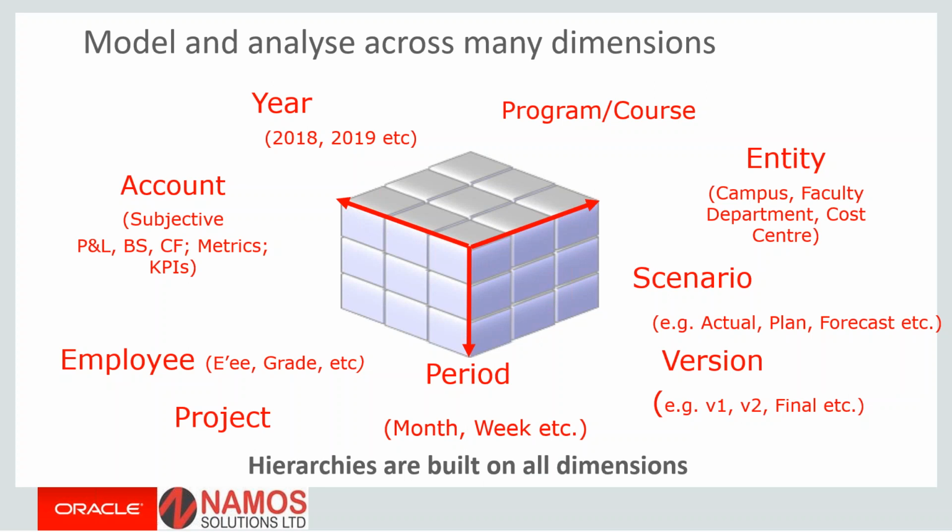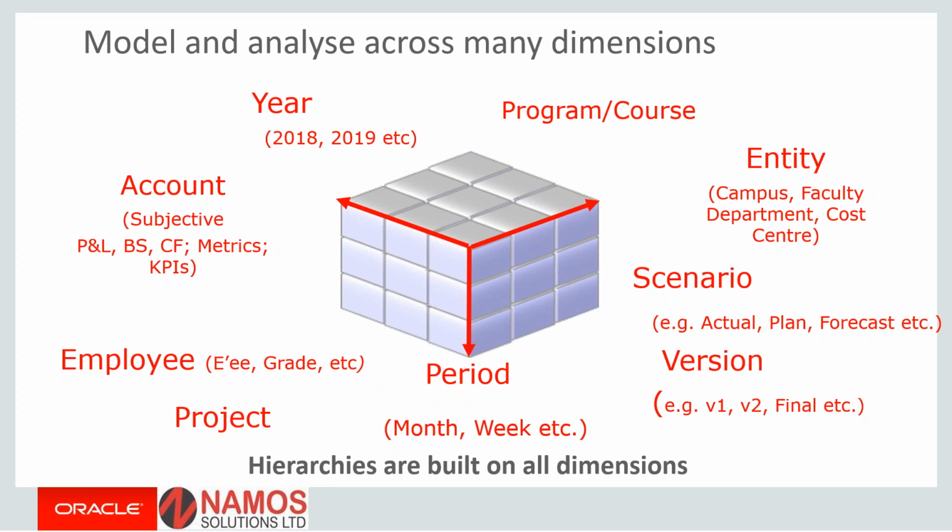I will also have an account for my subjective, so profit and loss, balance sheet, cash flow, student numbers, KPIs. I'll also have year and period, and potentially any other dimensions, things like program and course, employee, where I get down into my employee workforce expenses, or project. And on top of all those dimensions, I can build hierarchies. So I can aggregate data up across those dimensions to then see the aggregate totals, or dice and slice across those hierarchies or dimensions.